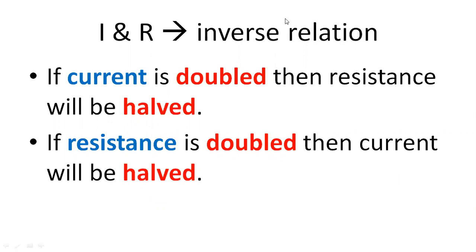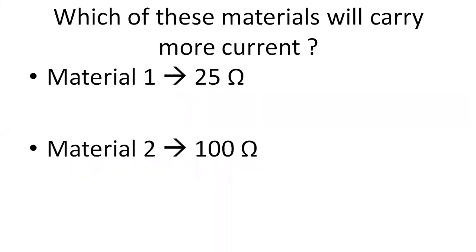Give me response in chat box. Have you understood the relationship between I and R? They are inversely proportional. That means if one increases, the other will decrease. Okay, good. So that means if resistance increases, current will automatically decrease. Okay, fine. Now we have to take this particular simple example.